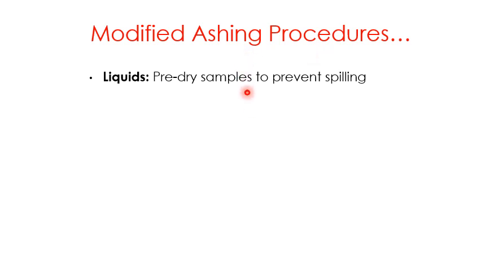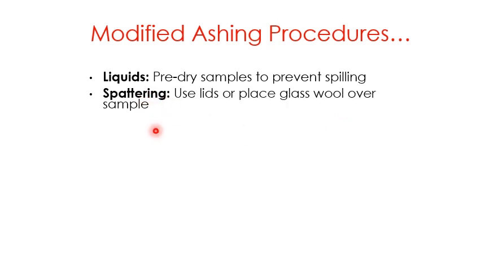So taking into consideration the property of the food matrix, you may want to modify your ashing procedures. For example, if your product is in liquid form, you may need to pre-dry your sample in order to prevent any spillage. For spattering products, you may want to use a lid or place glass wool over the sample.